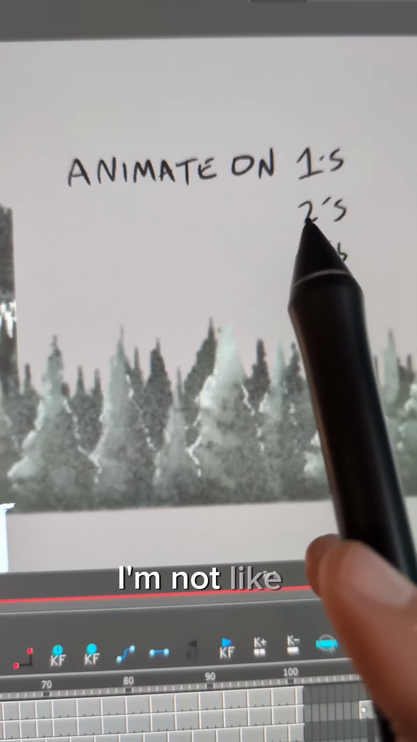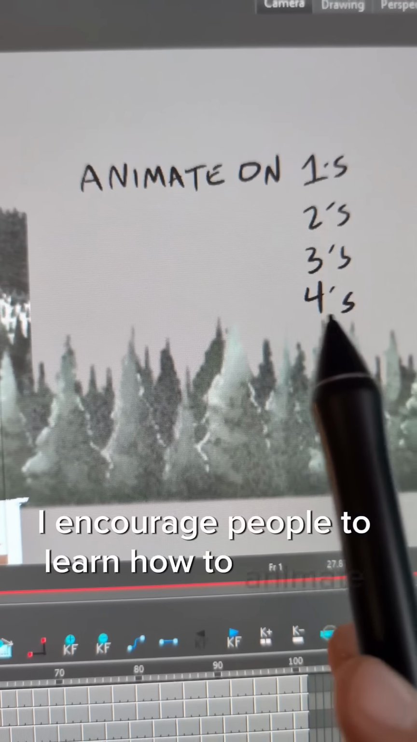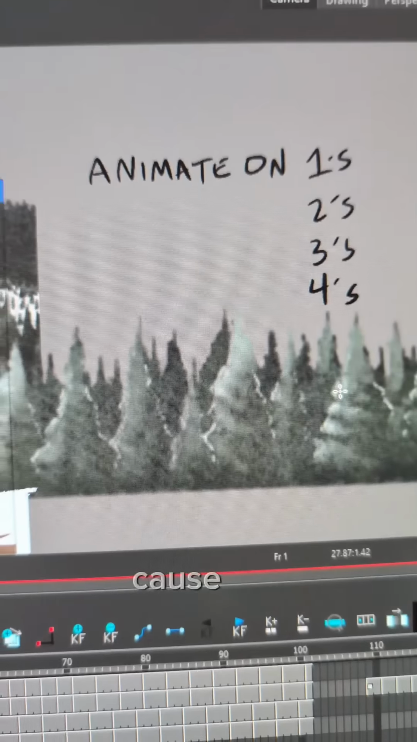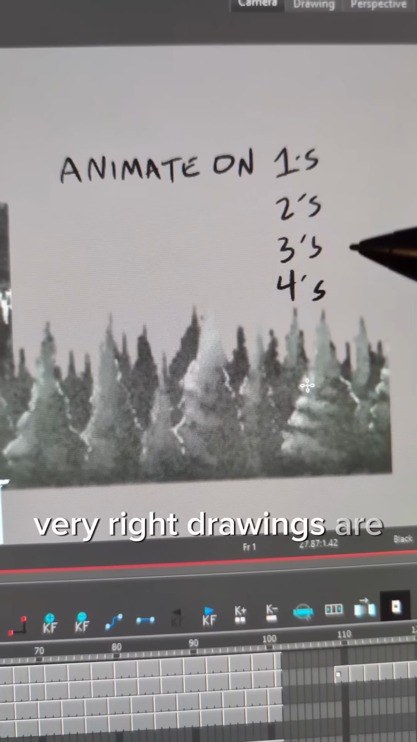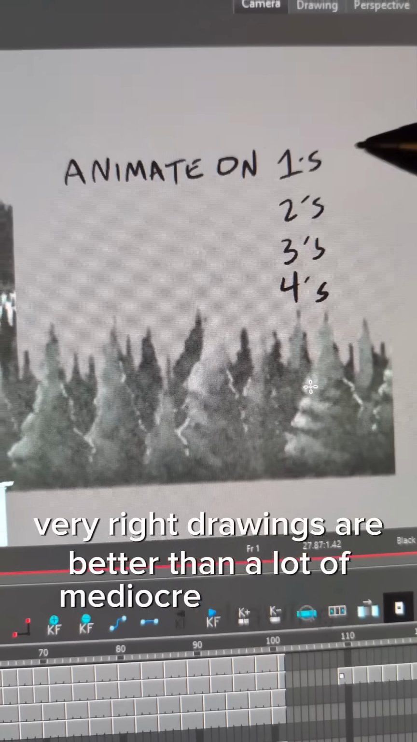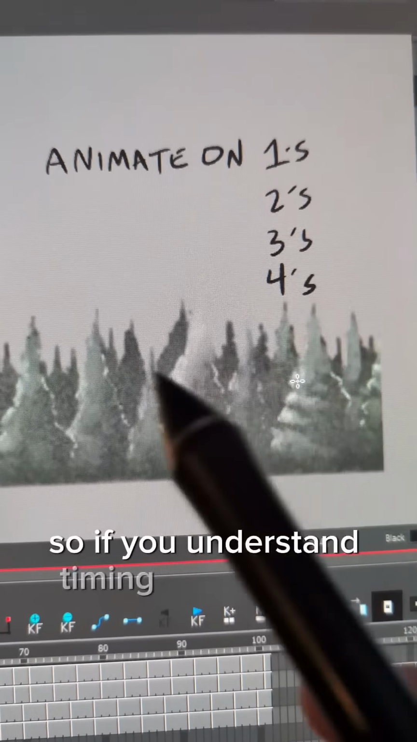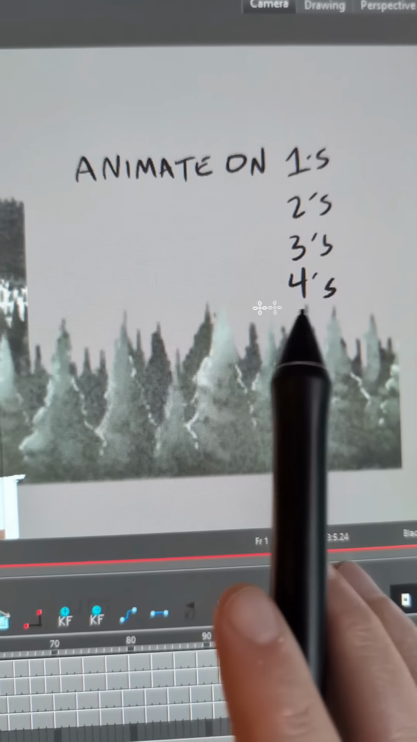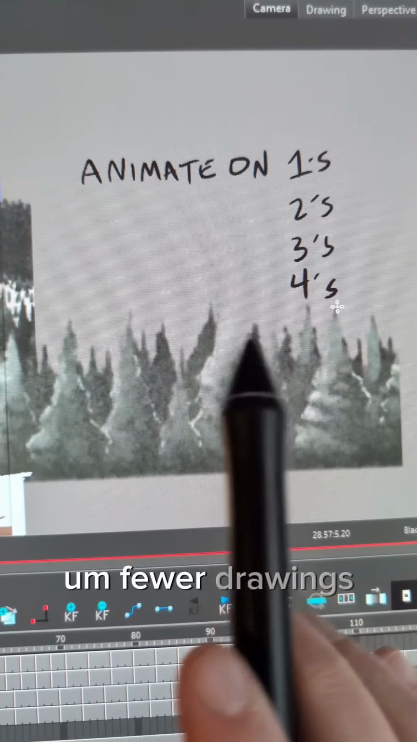I encourage people to learn how to animate well on 3s and 4s because a few very right drawings are better than a lot of mediocre drawings. Okay, and so if you understand timing and spacing, animating fewer drawings, go for it.